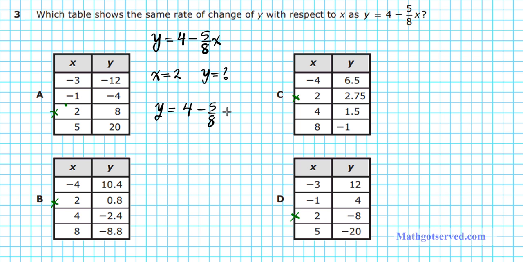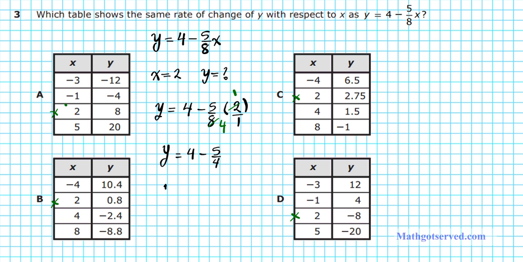Now instead of x, what do I put? I put in 2, because that's our test value. So let's put 2. Let's write this as a fraction. We can reduce this: 2 goes here once, 2 goes here 4 times. If we reduce further, we have y is equal to 4 minus 5 over 4.